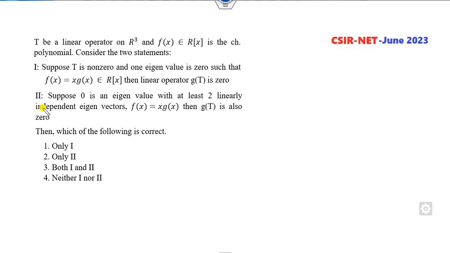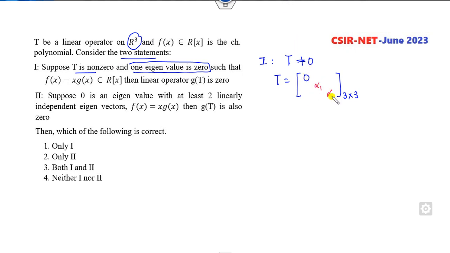Okay, look at another one. T is a linear operator. Consider the two statements 1 and 2. Which of the following is correct? Look at the first statement. T is non-zero and one eigenvalue is 0. It's on R cube, so T is a 3 cross 3 matrix. One eigenvalue is 0. What are the other eigenvalues?